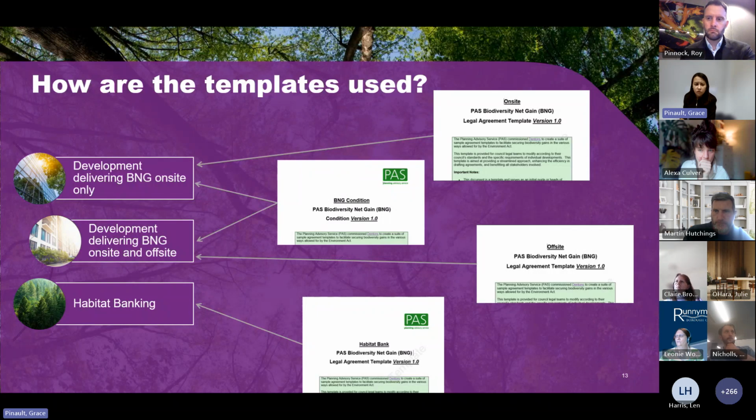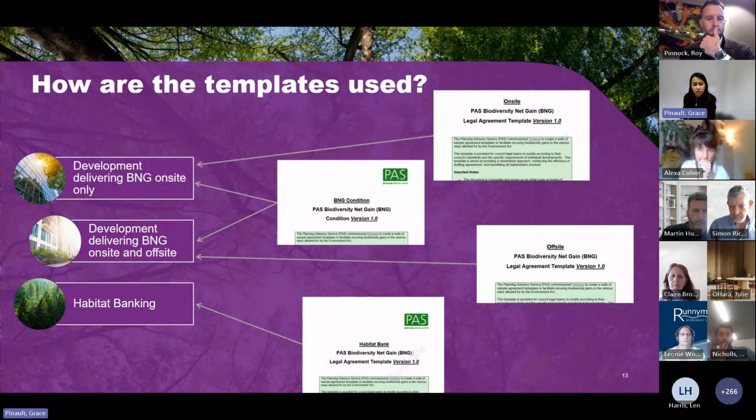So remember, the first scenario we considered is a development delivering on-site only. So you would think about casting your eye on the template for the BNG condition and then the on-site biodiversity net gain template. So that on-site obligation only secures the monitoring fee for BNG. Everything else is dealt with by condition because it can be.